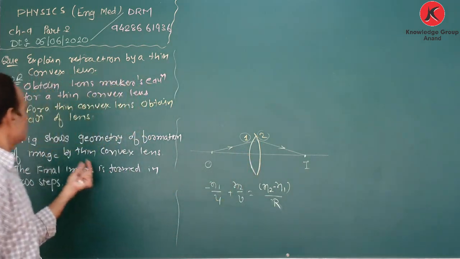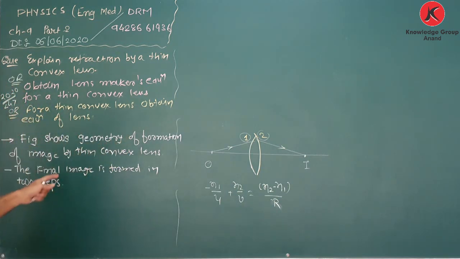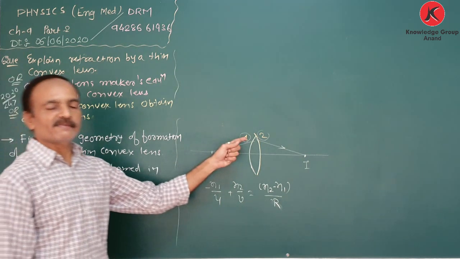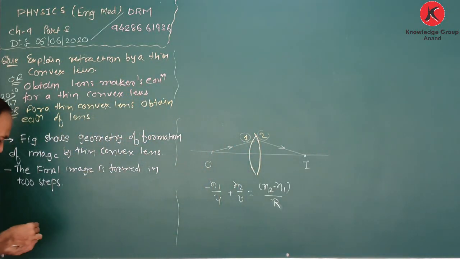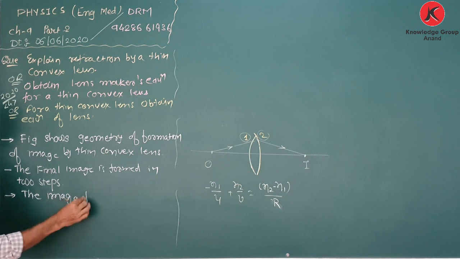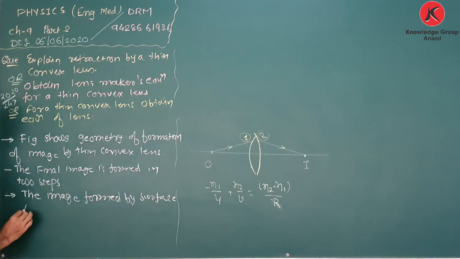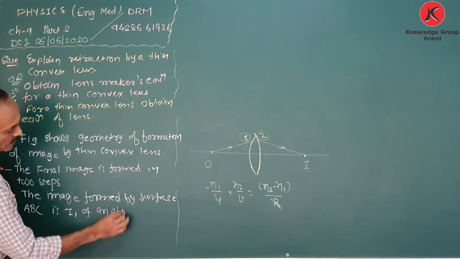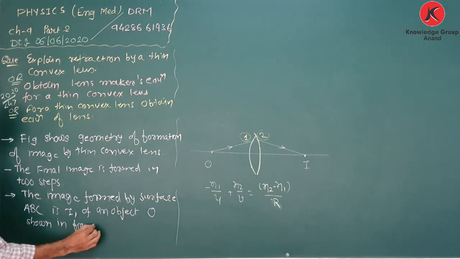Okay. For that purpose here, the figure shows the geometry of formation of the image by a thin convex lens. The final image is formed in 2 steps, that means the refraction by the first and refraction by the second surface. The image formed by surface ABC is I1 of an object, shown in figure A. Here we do the figure.